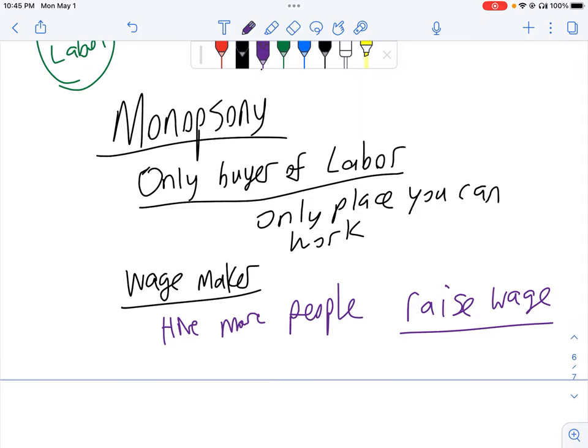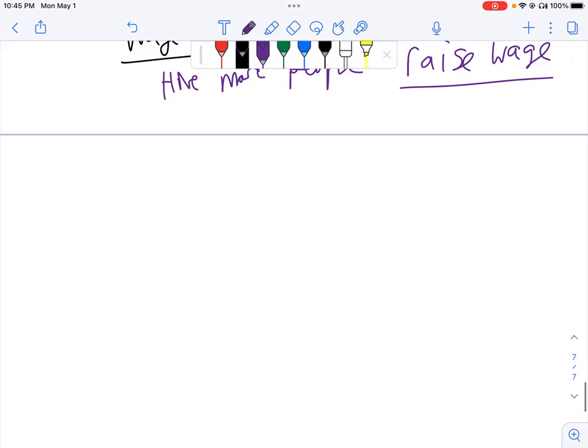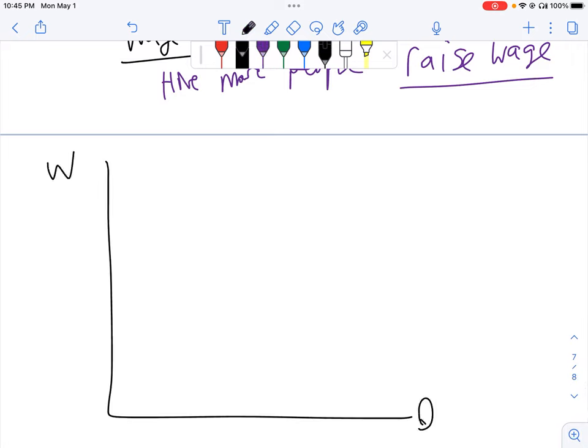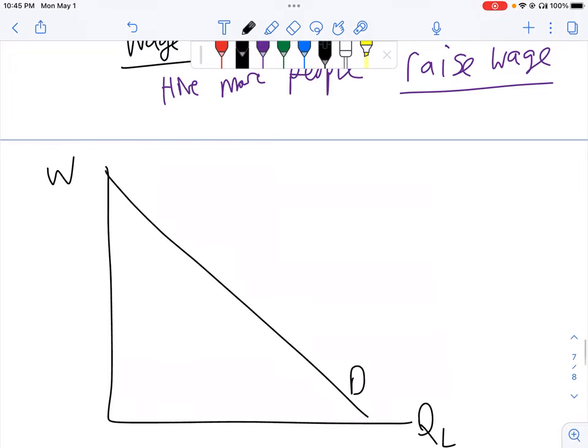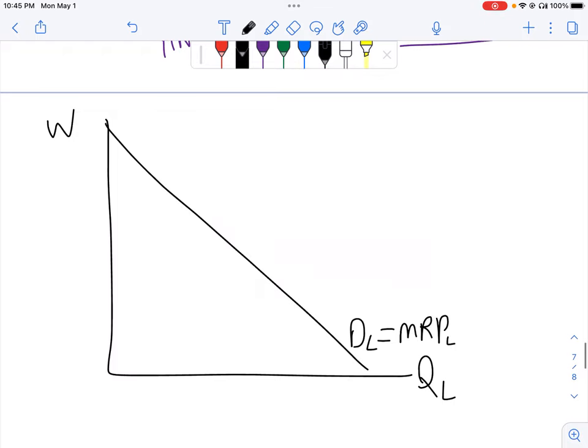Now, here's what a monopsony graph is going to look like. It's going to be the wage and the quantity of labor. This is your demand for labor. Guess what? Your demand for labor doesn't change. It's the MRP. Remember, MRP is the marginal revenue times the marginal product. And then, because you can only work at this place, guess what? That's your supply of labor.